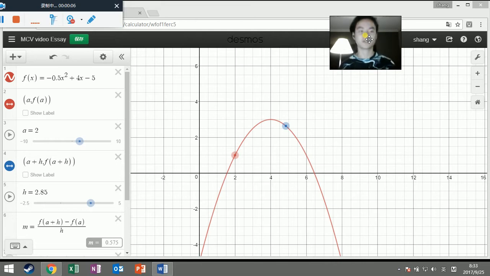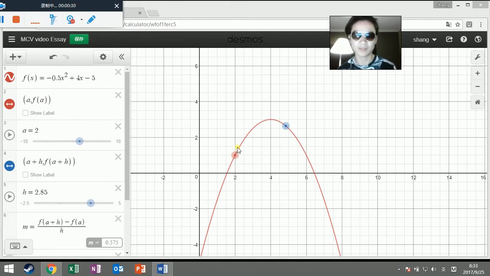Today I will talk about the rate of change in my video essay. Firstly, we need to know what the rate of change is. I think the rate of change describes how one quantity changes in relation to other quantities. So when you have two points on a function, what is the change between these two points?